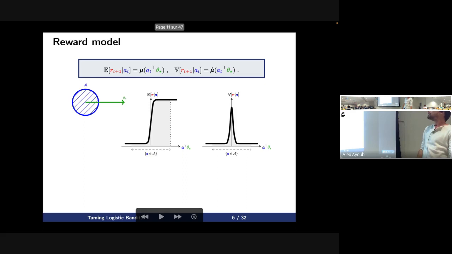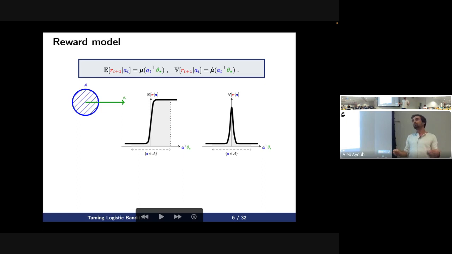But the more interesting setting is this one. Now, if the norm of theta star is large, all the inner products will be large as soon as we are positively or negatively correlated with theta star. And so we are playing in the tails of the sigmoid. And so we zoom back, and the reward signal starts having this sort of Heaviside shape. And similarly, the noise starts looking like a Dirac, because the more we are in the tail, the less noise we have and the more deterministic the problem.